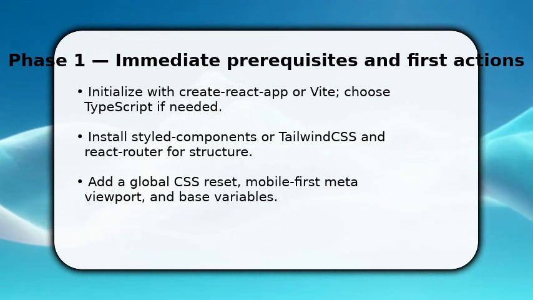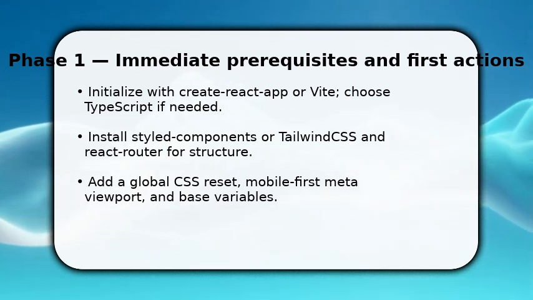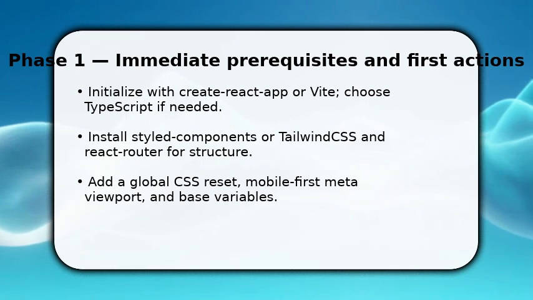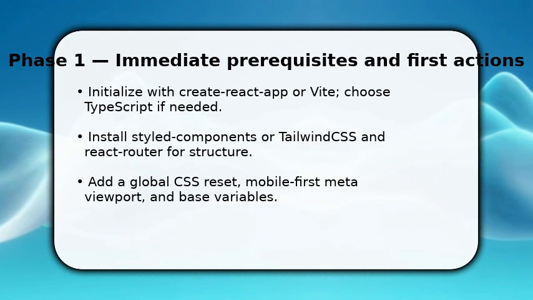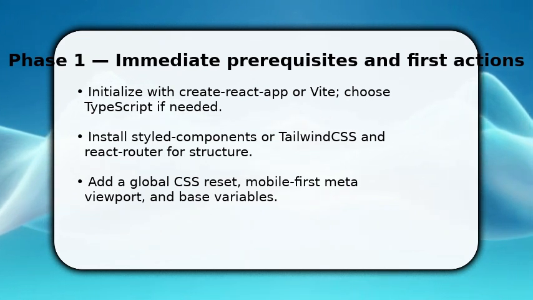That avoids desktop-first surprises. Also create design tokens or CSS variables for spacing and colors. These let you change scale globally without hunting components. Now build the core layout.